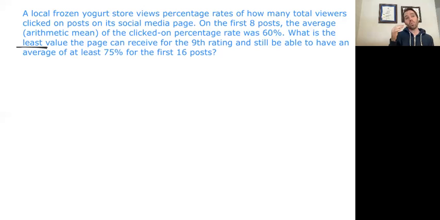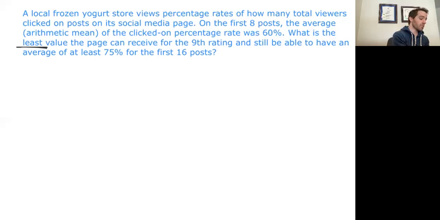Well, the worst possible thing that can happen, the largest possible positive effect that posts 9 through 16 can have is that they're all 100. So we're looking for how this 9th post can be in the basement and still have posts, I've said 9 through 16, but I should have said 10 through 16, still bring the average up to 75%.